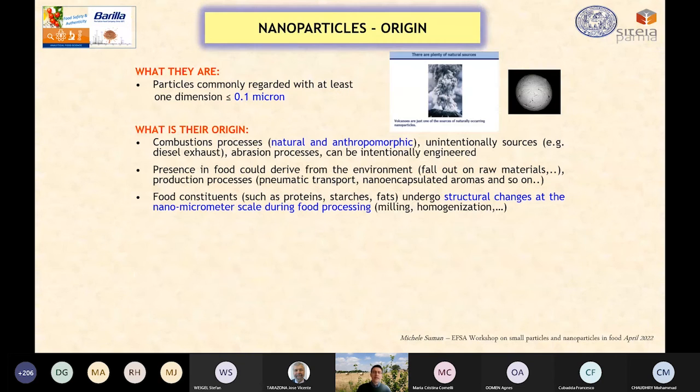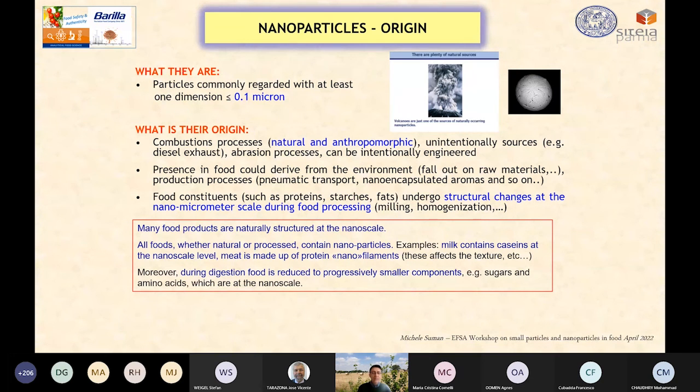And nanoparticles are also a matter of identifying, possibly, the origin. We should consider that we have natural and anthropogenic sources that can come from combustion, from abrasion, etc., from the fallout, and at the same time food constituents undergo structural changes due to the food processing itself. If we consider milling, homogenization, and other kinds of food processing, these can, not always but sometimes, transform the food constituents up to the micro or the nanoscale.